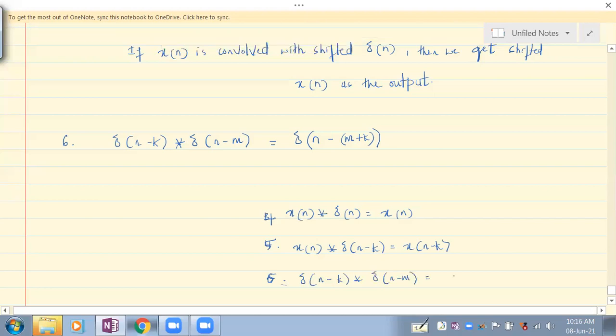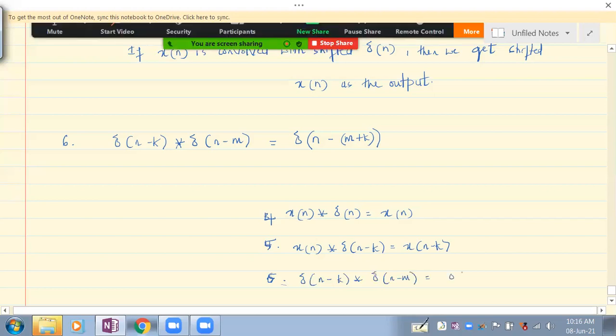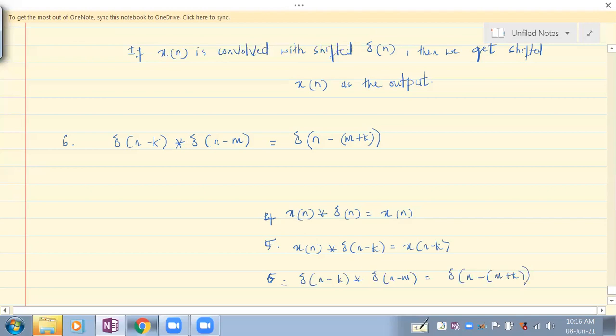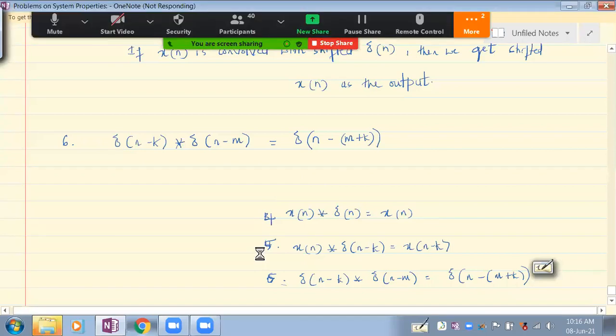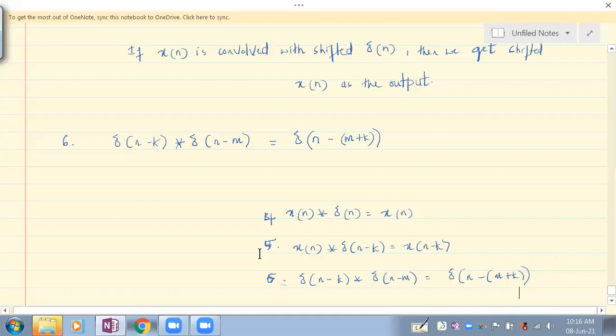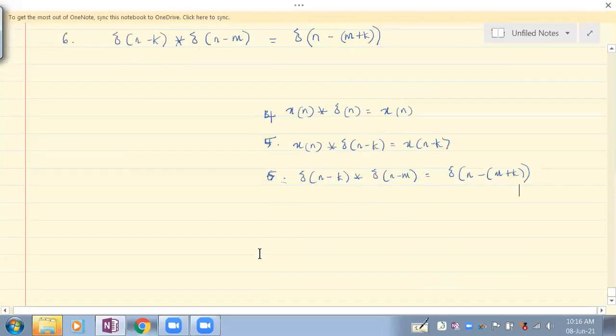So then the output would be what? Delta of n minus m plus k. So this is it. Where the convolution sum involves the delta functions, in those problems you need to refer to these properties. Otherwise, it would be a time wasting exercise. Now we shall see the problems on convolution sum.